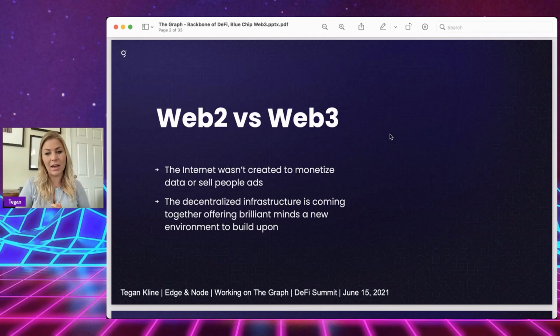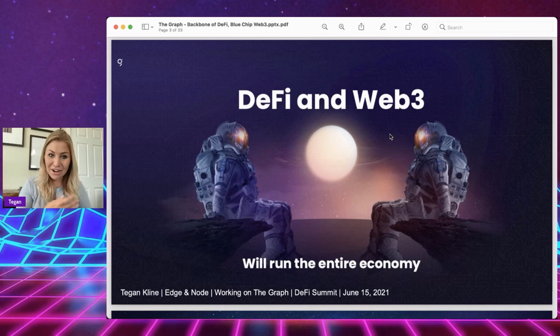I think that's one thing that protocols do, because there's no centralized company at the middle of that that's taking those profits. So DeFi and Web3, I think Web3 is the future. Web3 is inevitable, and it's going to change the course of how everyone interacts on the internet.